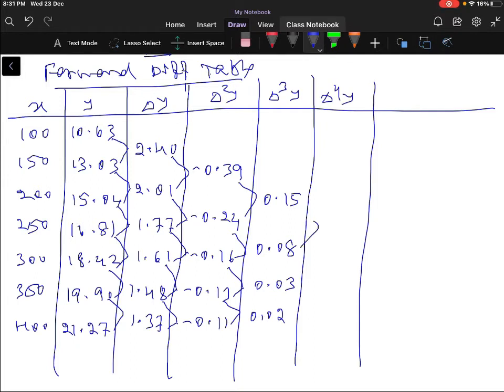Let us move to the fourth forward differences. 0.08 minus 0.15, that is minus 0.07. 0.03 minus 0.08, that is minus 0.05. 0.02 minus 0.03, that is minus 0.01. So these are the fourth forward differences.